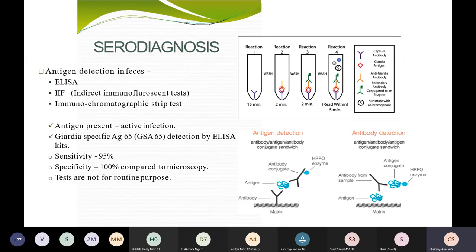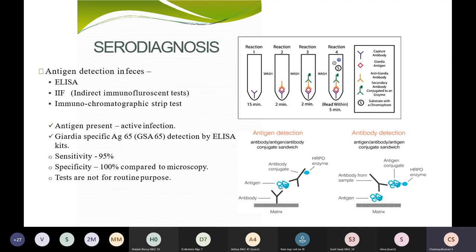So simply they will add this antigen. Here it is nothing but the Giardia antigen itself. Here they have indicated Giardia specific antigen 65 will be used, and this will already be provided in the kit. Once it has been attached perfectly with the antibody, as I said, the chromophore will be changing its color. By looking at that color, we can say that the person got infected.